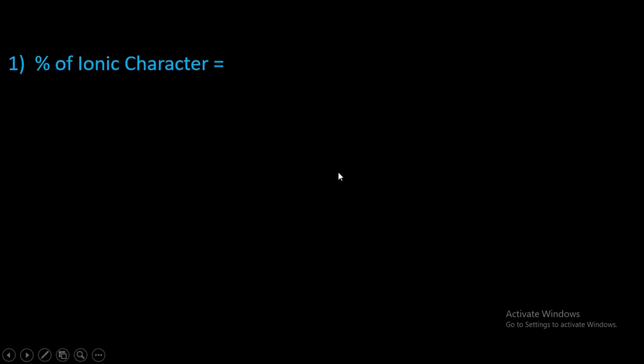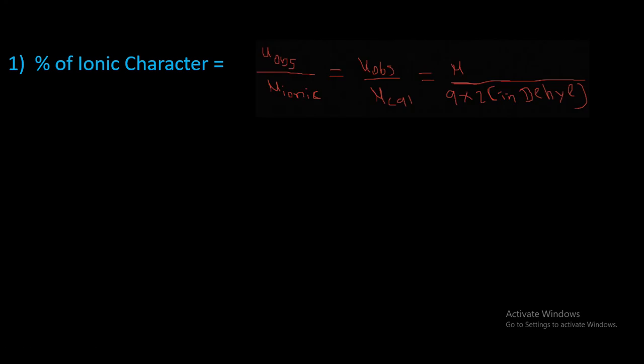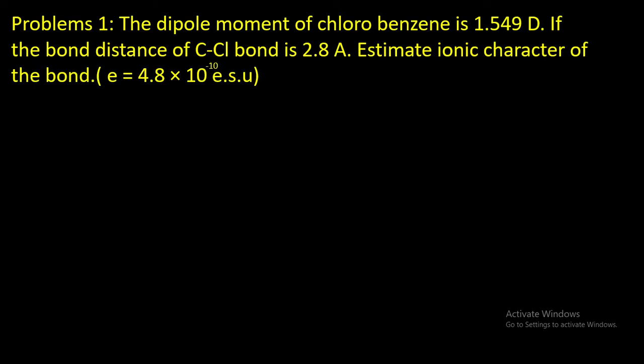Friends, first I will focus on the percentage of the ionic character. It is determined by mu observed upon mu ionic, meaning the observed dipole moment upon the calculated dipole moment, and we know that the calculated dipole moment is determined by the product of the charge and length, and multiplying by 100 gives the percentage of the ionic character. If the percentage of the ionic character is more than 50%, then such a compound is an ionic compound. Less than 50%, that is a covalent compound.